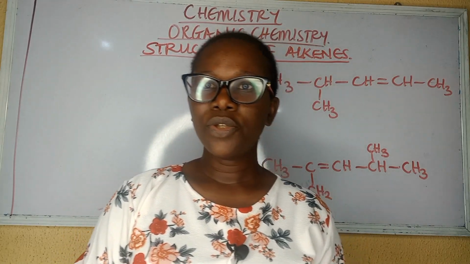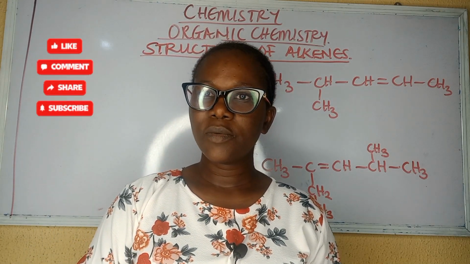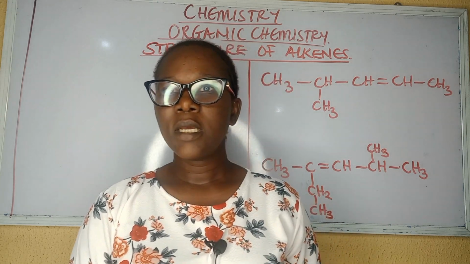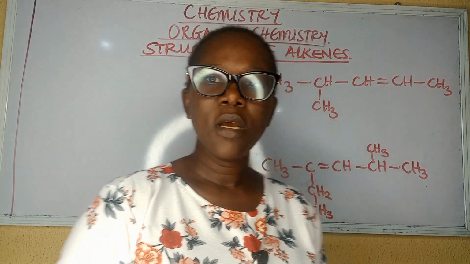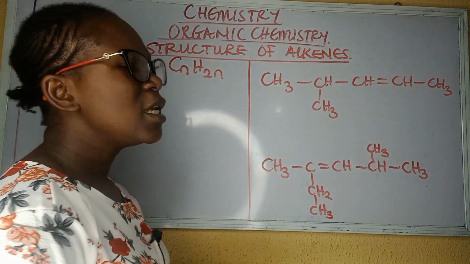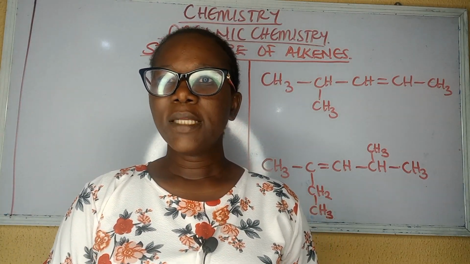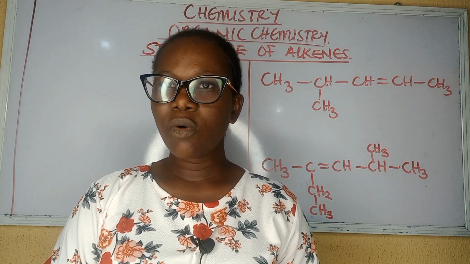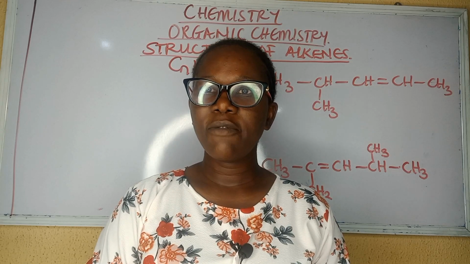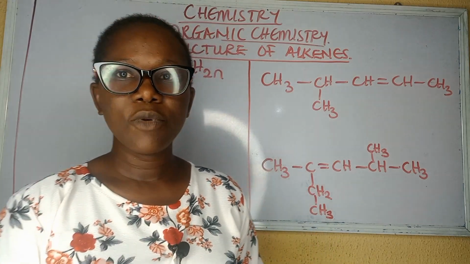Today I'm going to be teaching you the structure of alkenes. Alkenes belong to a homologous series in organic chemistry, and it has a general molecular formula of CnH2n. It is an unsaturated hydrocarbon, and it has members. Each of these members is known as a homologue, and it is actually a homologous series. They share the same general molecular formula, but different structural or different molecular formulae.